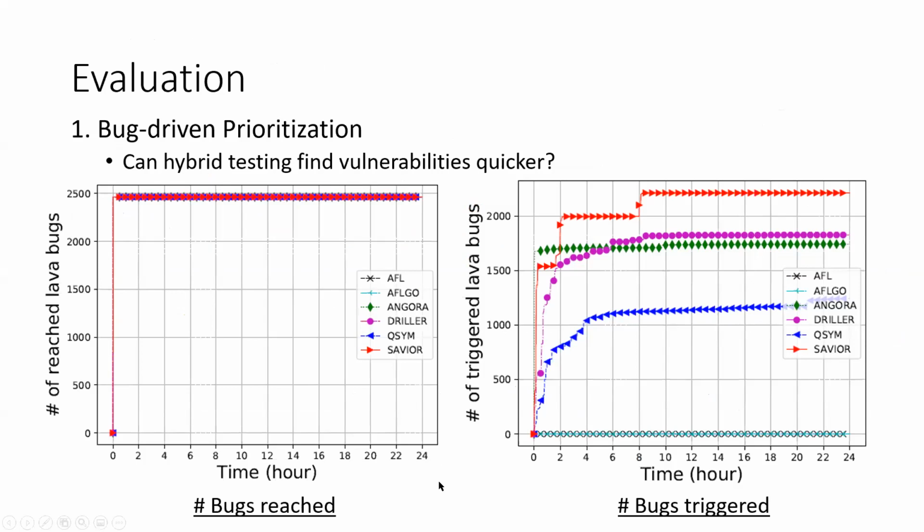So the first graph on the left is basically the number of bugs that we reach. So most of the different hybrid testing approaches, it reaches the same number of bugs. There's no difference. Yeah. Is this paper accepted? So it does not find new vulnerability there.